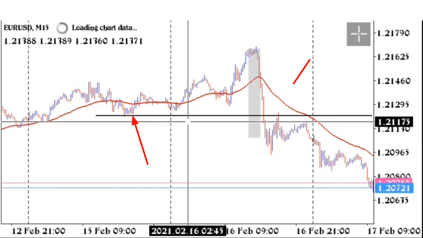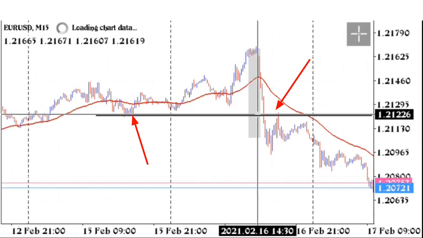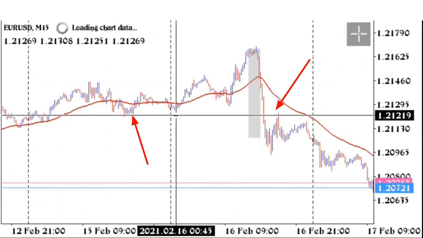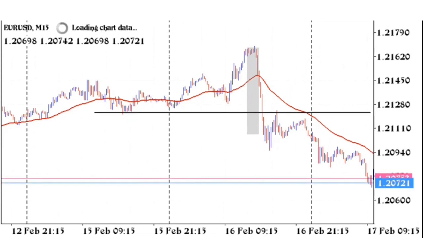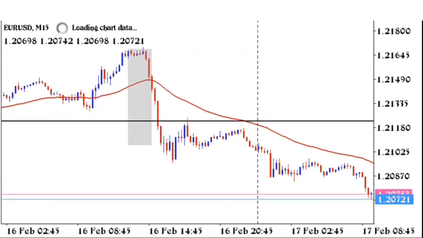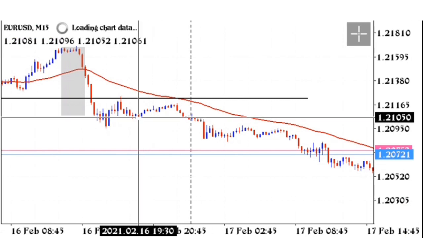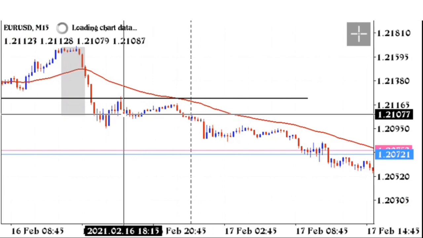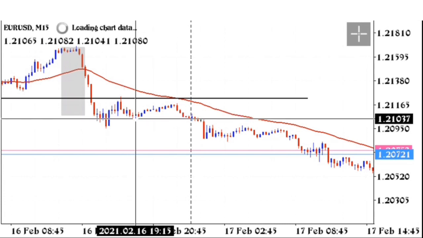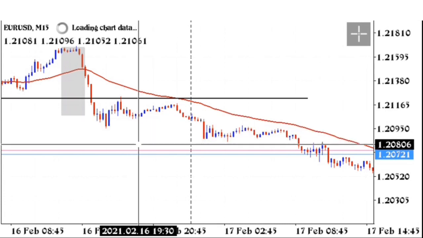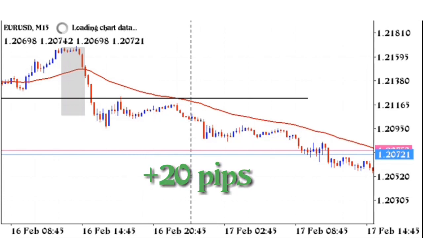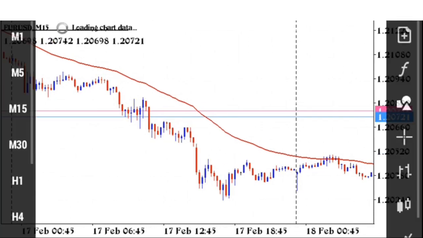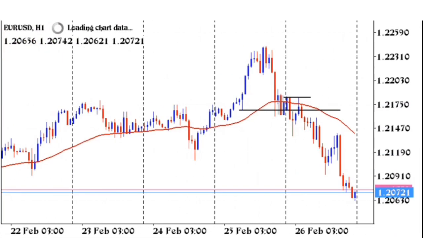You can see price rejecting this support zone that turned to resistance. Sorry, my entry would have been here. Did I get my 20 pips? 2107, 97, 87. Yes, I got my 20 pips and I'm out of that trade. I think we still have one more setup.